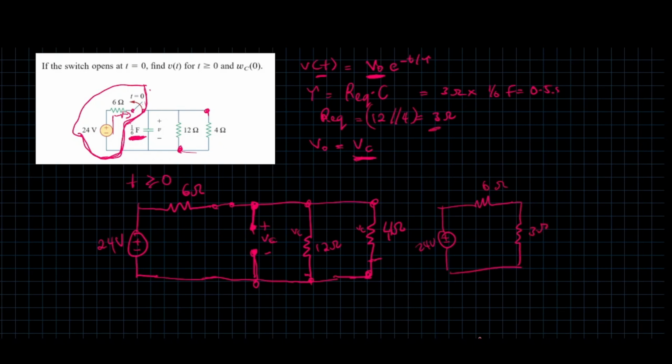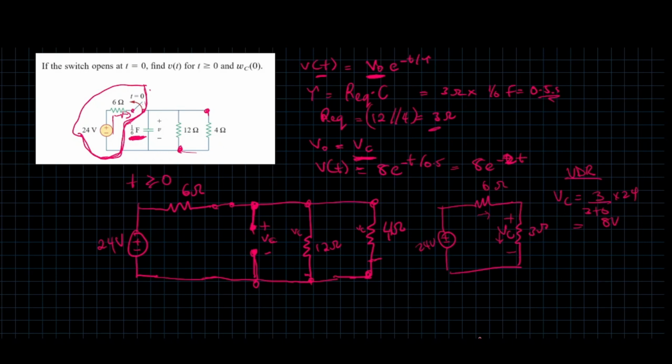We already combined it before. You can see it here. Now to find VC, the voltage across this area, we use the voltage divider rule, because this is a voltage dividing circuit. VC is 3 over 3 plus 6 times 24, which is 8 volts. So therefore, we have found VC. Now we can plug it back into the equation. V of t is equal to 8 e raised to the power minus t over 0.5. This becomes 8 e raised to the power minus 2t, because 1 over 0.5 is equal to 2.